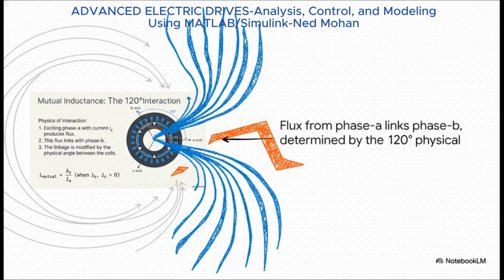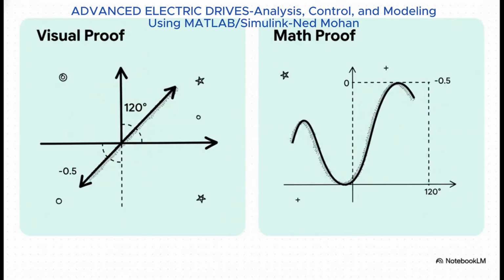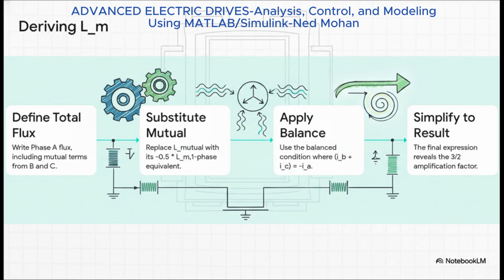And the amount of that linkage? It's a direct result of the physical angle between those windings. And it all boils down to pure geometry. No joke. Because those windings are physically placed 120 degrees apart, the mutual inductance turns out to be exactly negative 1/2 of the magnetizing inductance we just talked about. It's just simple trigonometry.